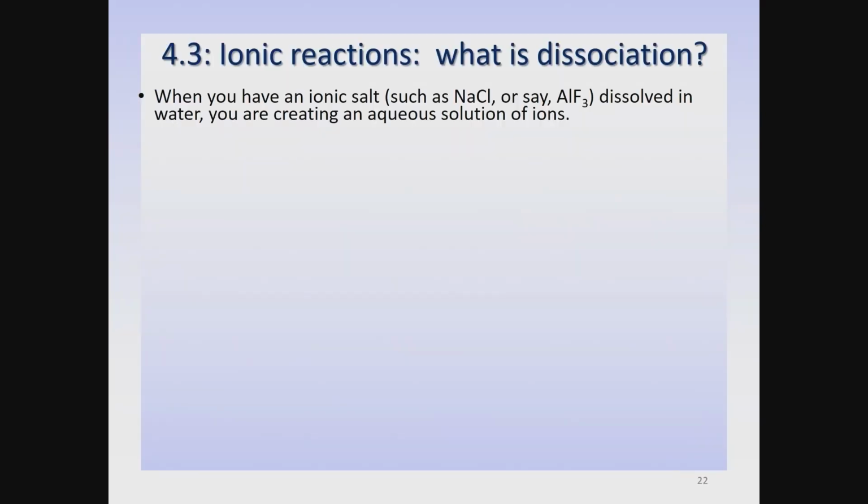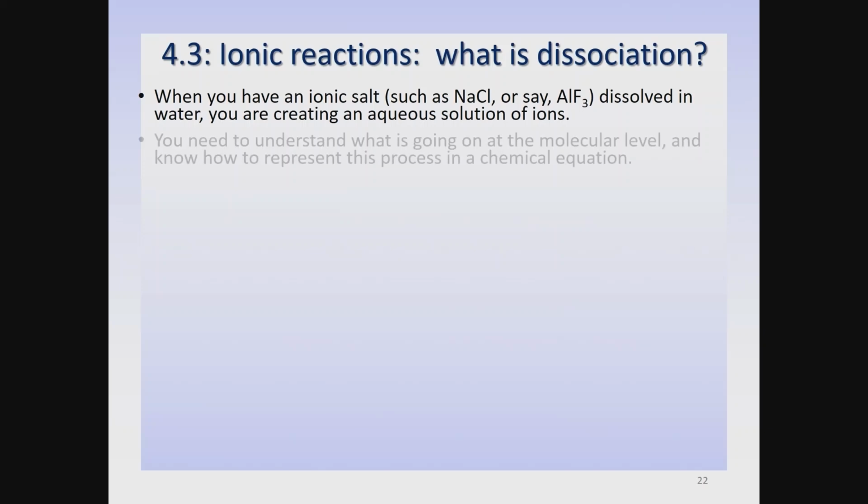So what I want to talk about now is a little bit in more detail what dissociation is. And so let's say you have an ionic salt, and it could be, as an example, sodium chloride. That is an ionic salt, or any other kind of ionic salt, like aluminum fluoride. When you dissolve these salts in water, what is going on is that you are creating solutions of ions. And so this process of taking these ionic compounds and creating solutions of ions is called dissociation.